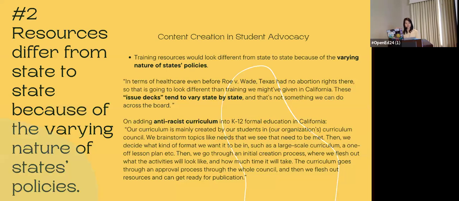Another observation, resources differ from state to state. This is not unexpected because of the varying nature of states' policies. So for an organization that's targeting, say, speaking with government officials in California about a certain topic in healthcare, their deck or their talking points are going to look very different from when they speak with government officials in Texas, for example. The language that they use might be different.